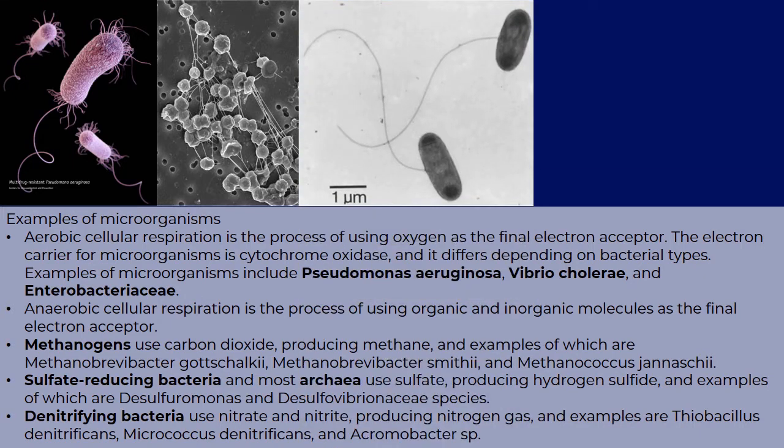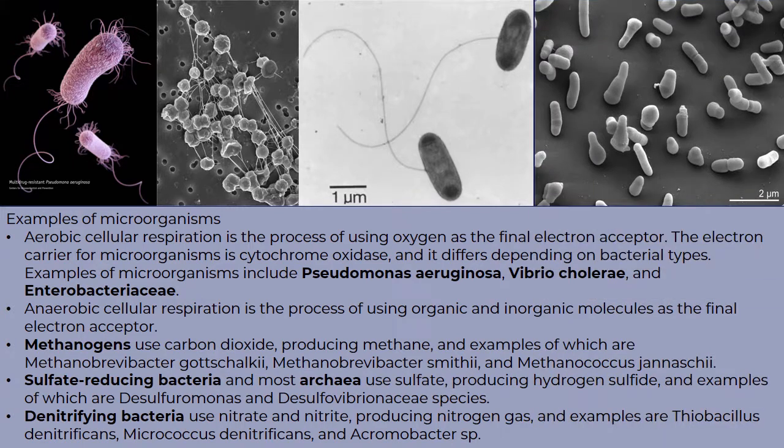Sulfate-reducing bacteria and most archaea use sulfate, producing hydrogen sulfide, and examples of which are the Desulfuromonas and the Desulfovibrionaceae species. The denitrifying bacteria use nitrate and nitrite, producing nitrogen gas. And examples are Thiobacillus denitrificans, Micrococcus denitrificans, and Achromobacter sp.